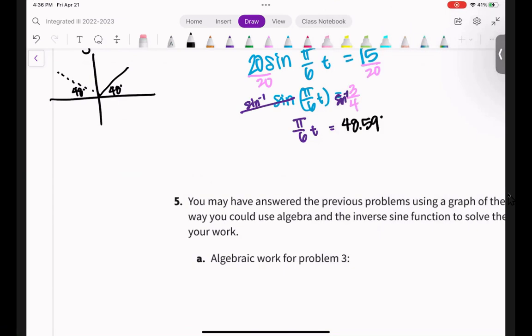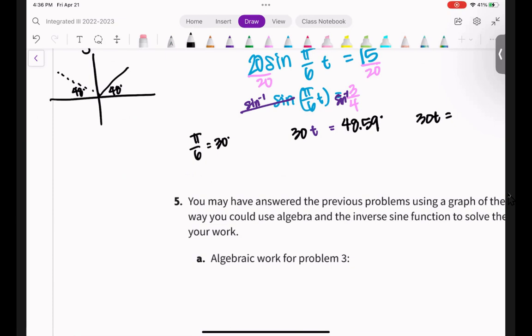So I'm going to convert pi over 6 into degrees. So that's just 30t. So pi over 6 equals 30 degrees. I'm going to erase this pi over 6 and write 30, and then you'll understand why. Okay, so 30t equals 48.59, and 30t equals to, now remember, I need both of these angles.